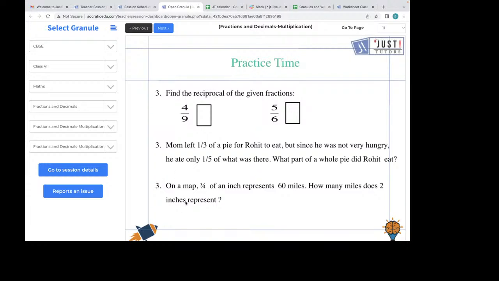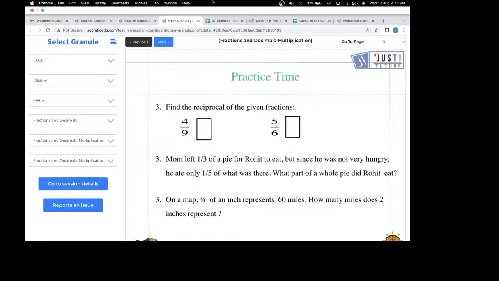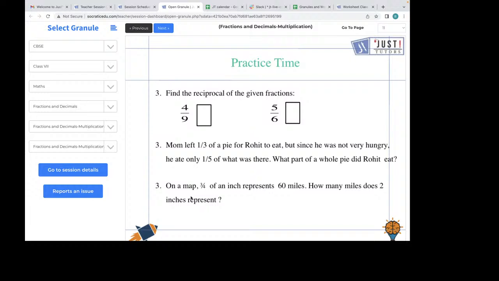Okay, so we will take this question in our next session, and in our next session we will also learn about decimals and how to multiply and divide them as well.